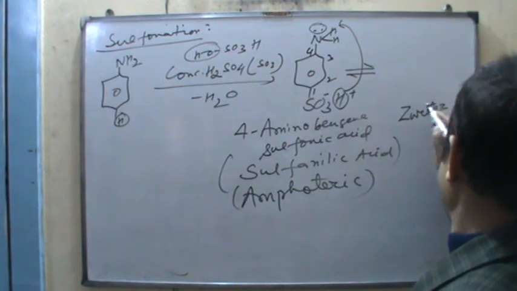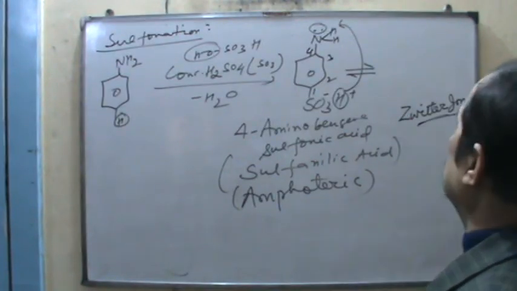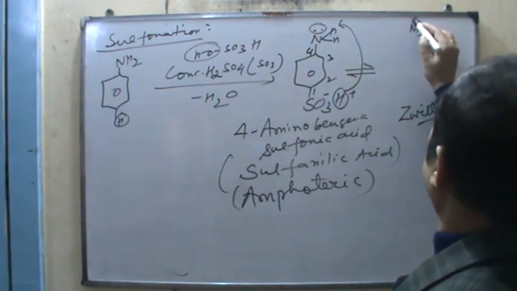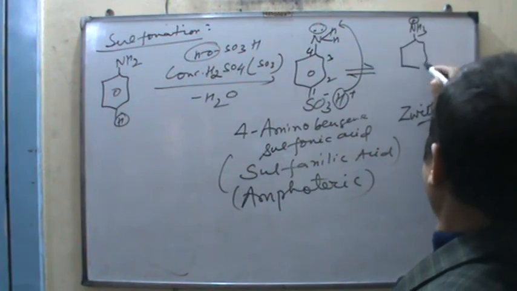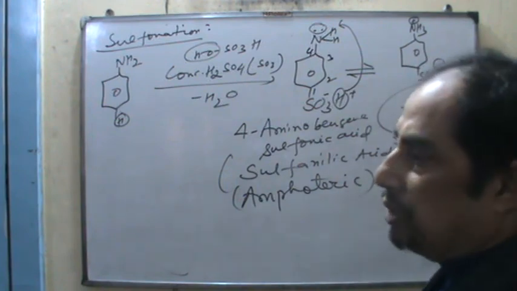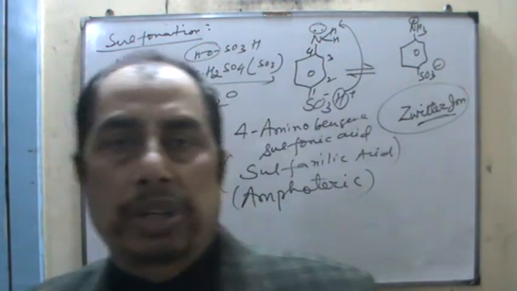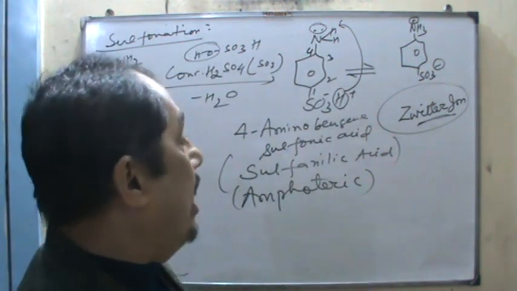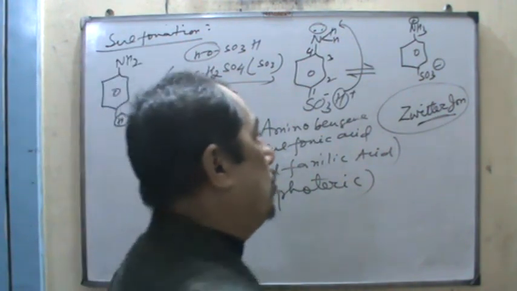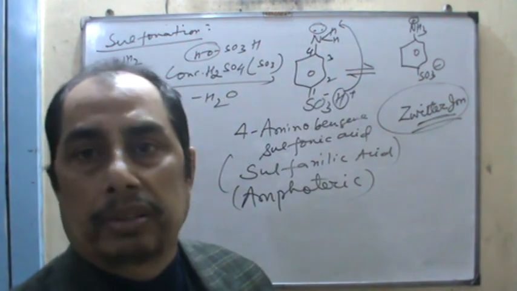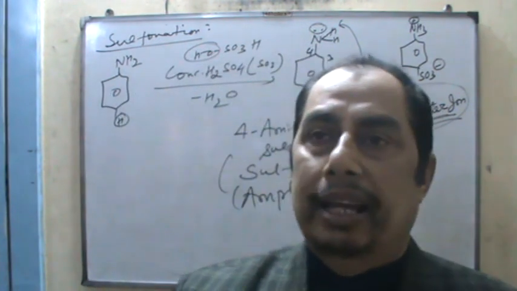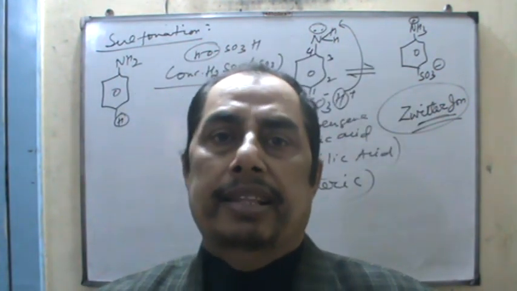It becomes a zwitterion. Zwitter means two different characters belonging to the same molecule. As such, they form a crystal ion. It is the positive charge and SO3 negative. So it is called zwitter ion. Zwitter is a German term that means two different characters belonging to the same molecule. So there is an internal migration of the hydrogen ion from acid to the base to form salt, zwitter ion.